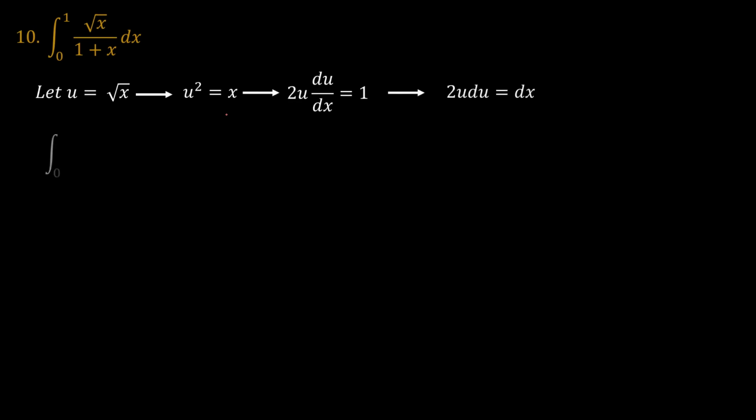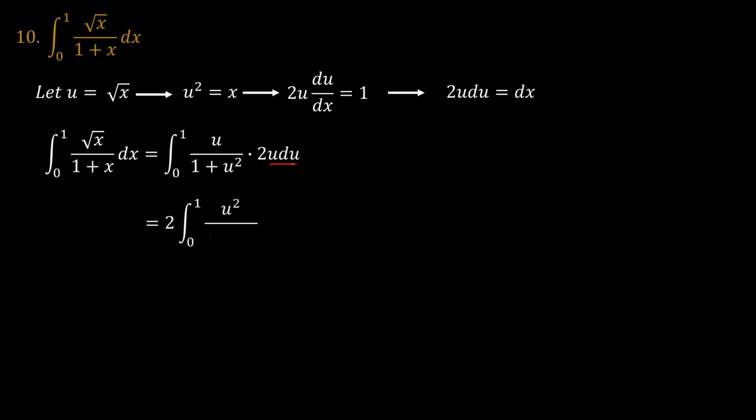Number 10, which is the integral from x equals 0 to 1 of the square root of x over 1 plus x. We can let u be equal to square root of x, such that u squared is equal to x, and so 2u du/dx equals 1, and so 2u du is equal to dx. Now, when x equals 0, u is equal to 0. When x equals 1, u is 1. And so this becomes the integral from u equals 0 to 1 of u, in place of square root of x, over 1 plus u squared, times, in place of dx, we have 2u du. So we have it here.